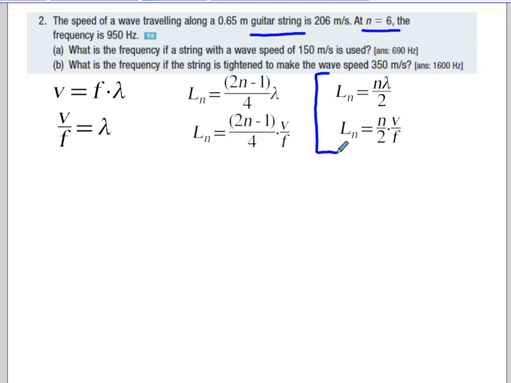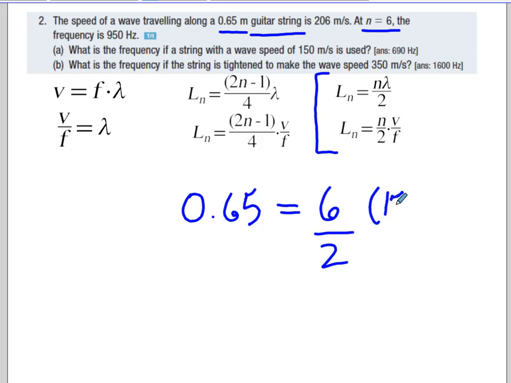Okay, so let's give this a whirl. So frequency, if a wave speed of 150 meters per second is used on the sixth harmonic, and it's a 0.65 meter guitar string, so that's a fixed amount. So we could take 0.65 as our length. We have a sixth harmonic as my n value. All of that's over 2. And then my velocity is 150 meters per second, and my frequency is my unknown.